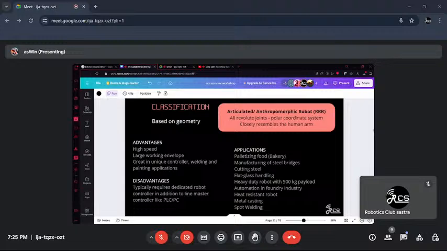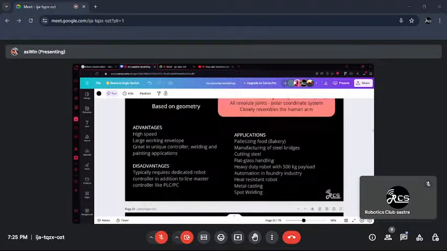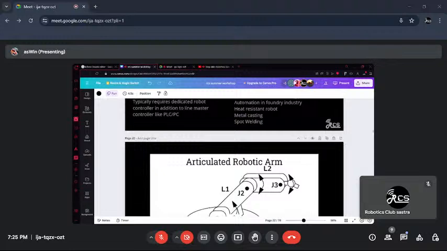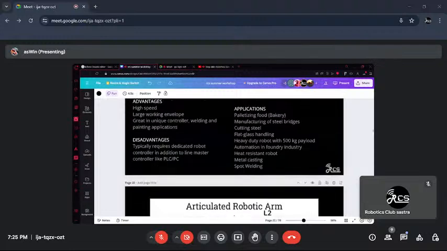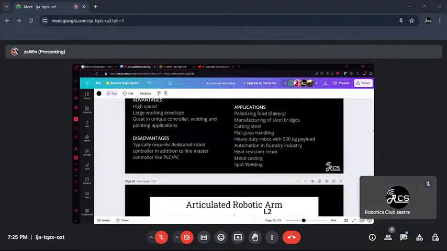But it has a high speed and a large working envelope, that is, a large workspace, and it can weld and paint easily like all other robots. But for this also there is a disadvantage. You need to have a dedicated robot controller in addition to the line master controller. The applications may be similar to Cartesian, cylindrical, and spherical robots, but this has a wider application because, as all are revolute joints, more possibilities and more work can be done with this articulated robot arm.